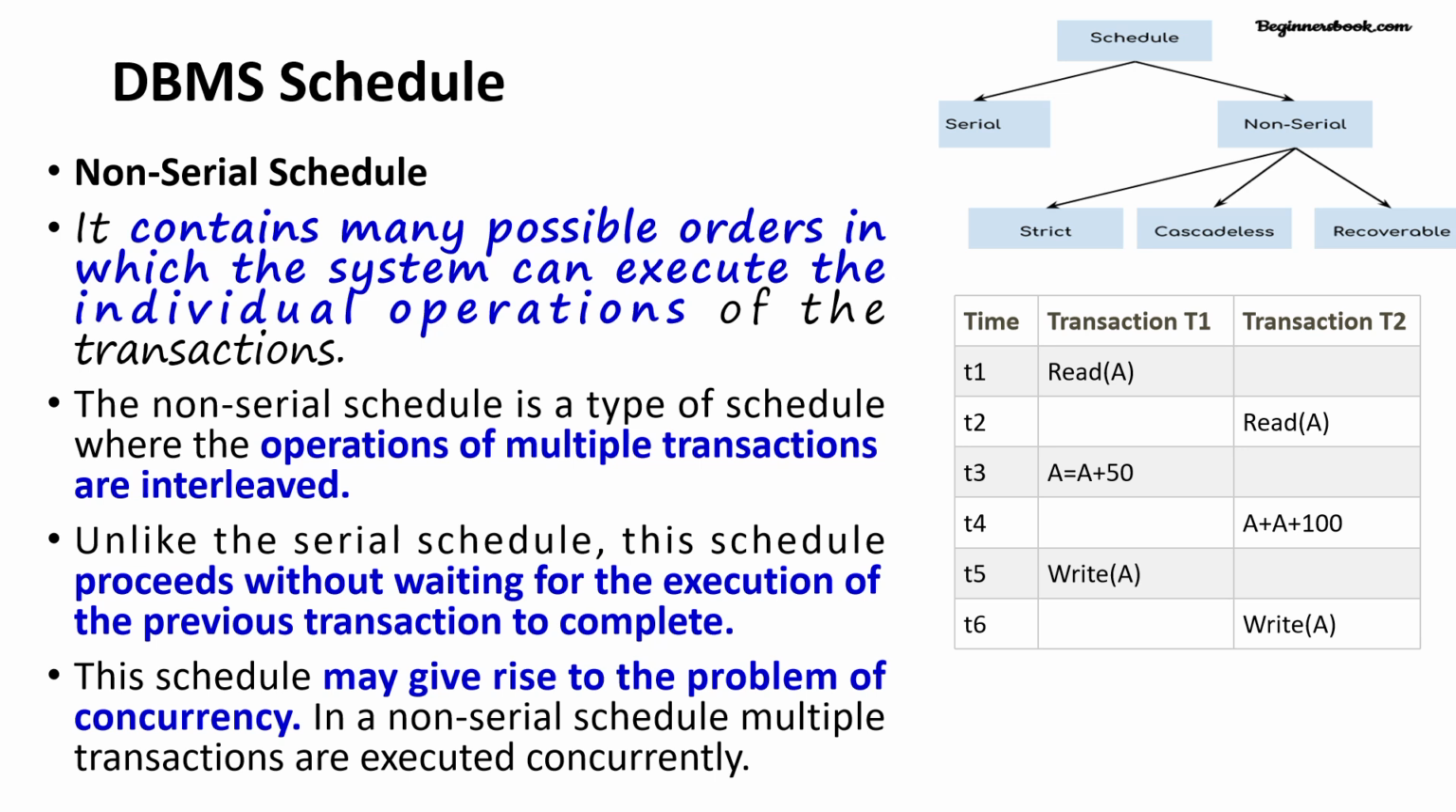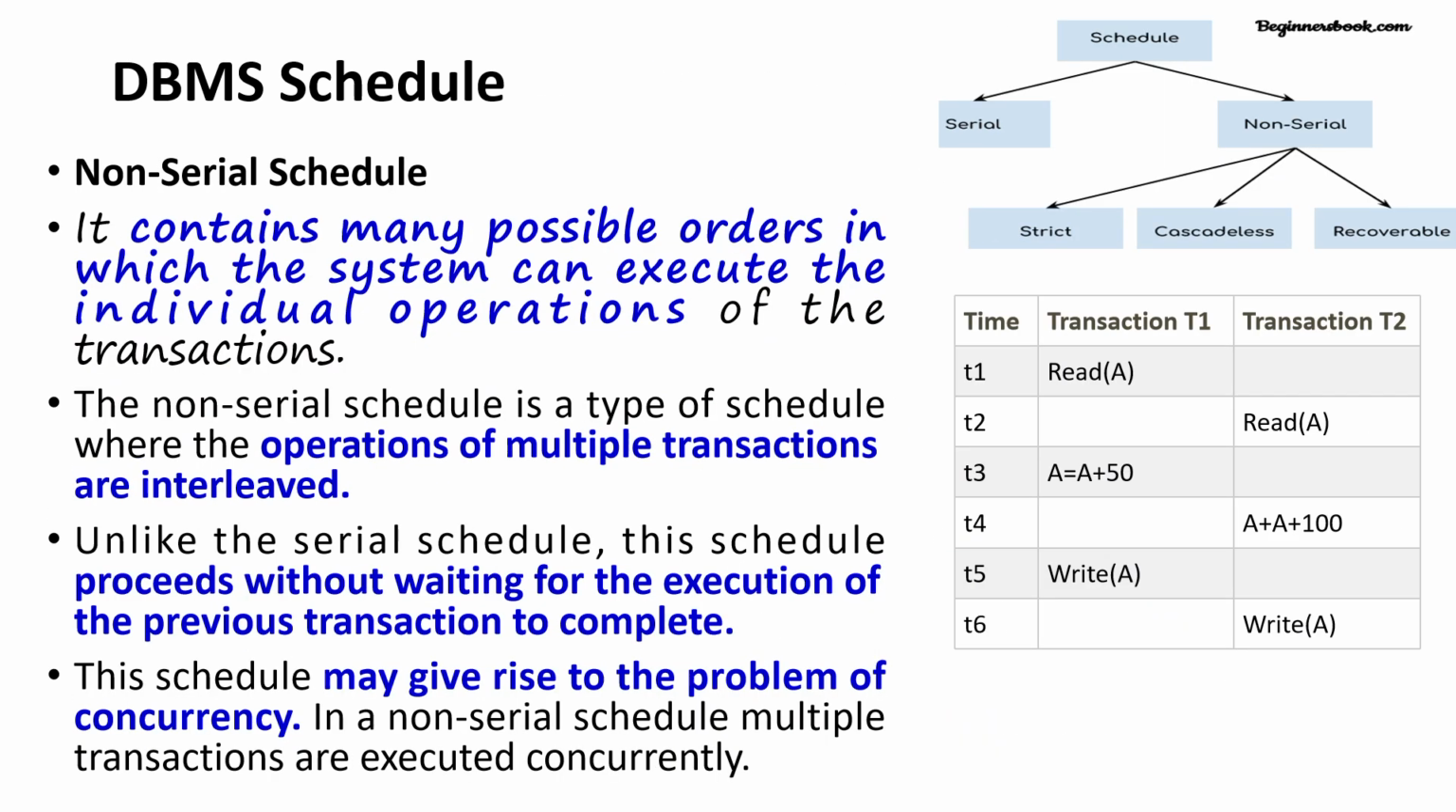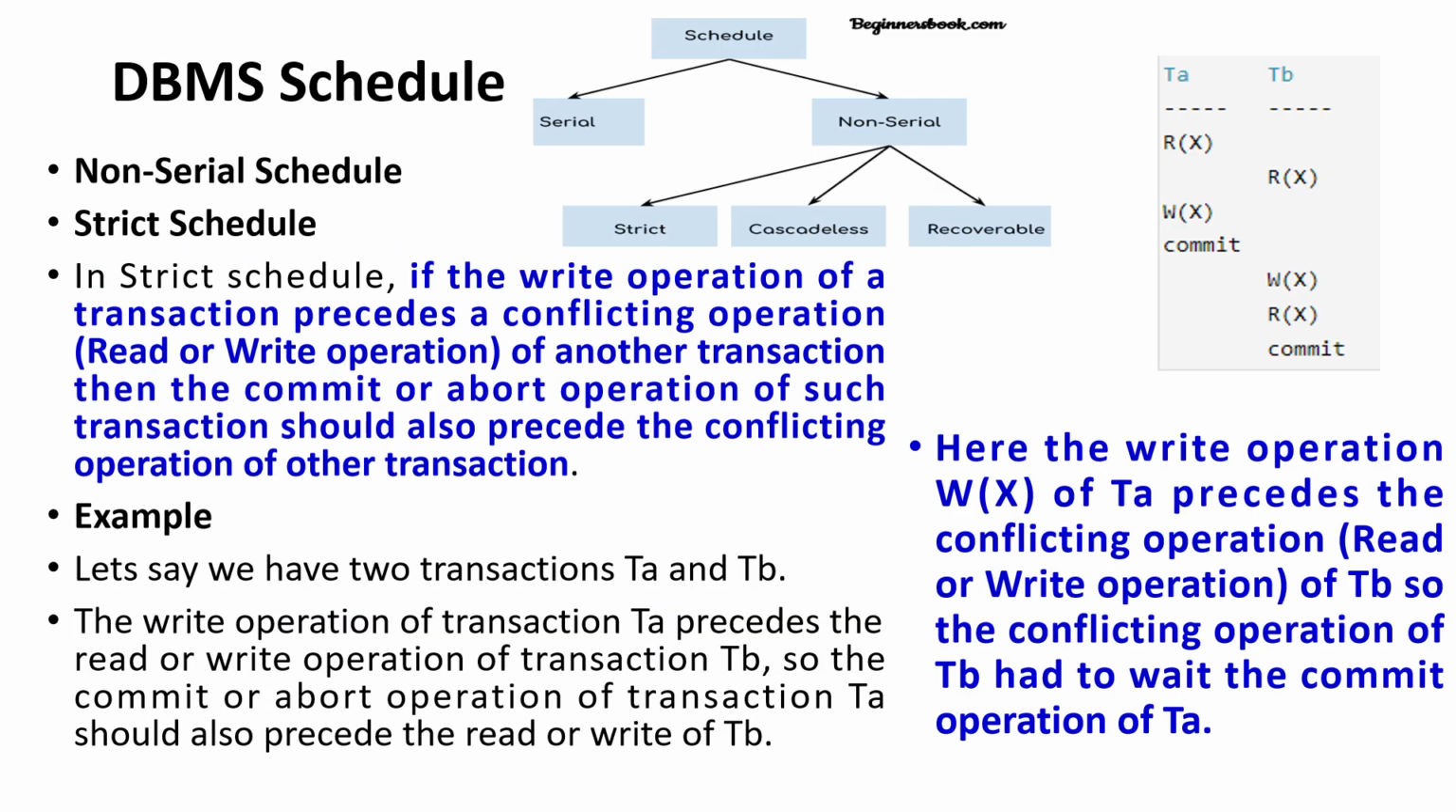A non-serial schedule contains many possible orders in which the system can execute the individual operations of the transactions. The non-serial schedule is a type of schedule where operations of multiple transactions are interleaved. Unlike the serial schedule, this schedule proceeds without waiting for the execution of the previous transaction to complete. This may give rise to problems of concurrency. Non-serial schedule consists of strict, cascadeless, and recoverable.